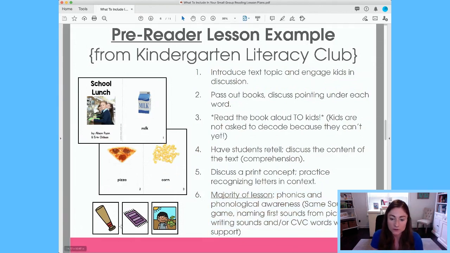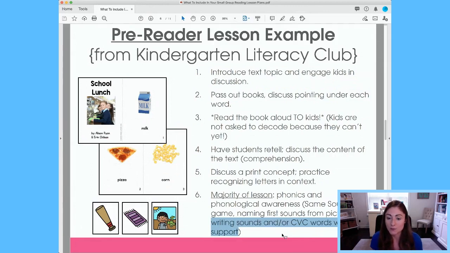Another thing you can do, if you see these little pictures we have here, those are also from the Kindergarten Literacy Club lesson plan. You can show them a picture. They can say the first sound in the picture. You could also take it a step further, if they're able to, and actually write the letter for the first sound in the word. Last but not least, and you may or may not do all of this, you maybe do 2 of these activities depending on how your time goes.